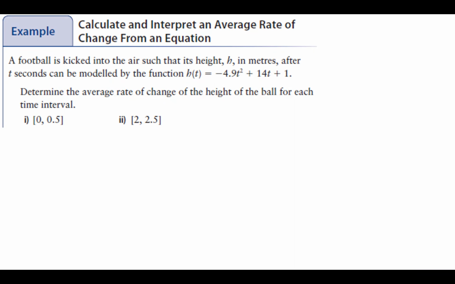Okay, this example says a football is kicked into the air such that its height h in meters after t seconds can be modeled by this function. h is a function of t, which is negative 4.9 t squared plus 14t plus 1. Okay, this actually means when t is 0, the height of the football is 1 meter, right?